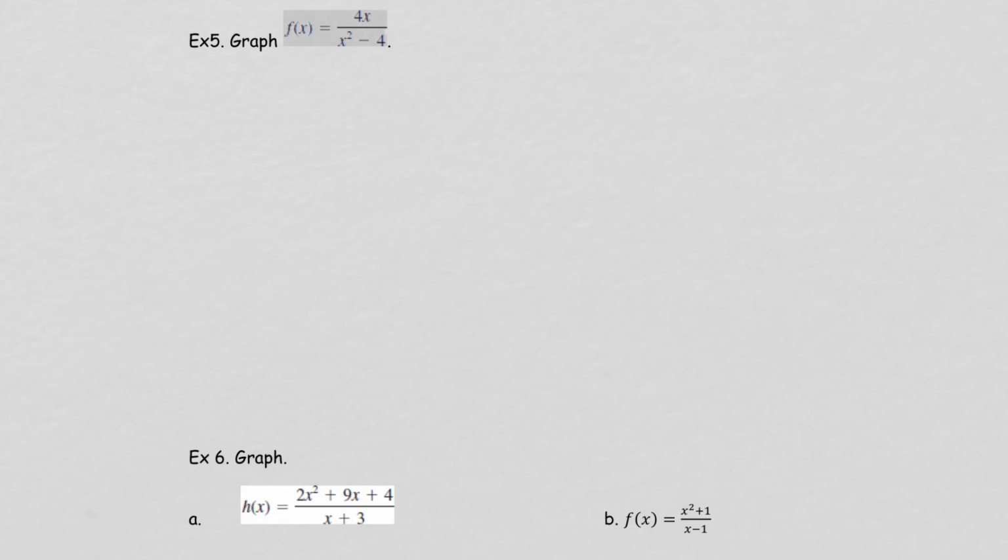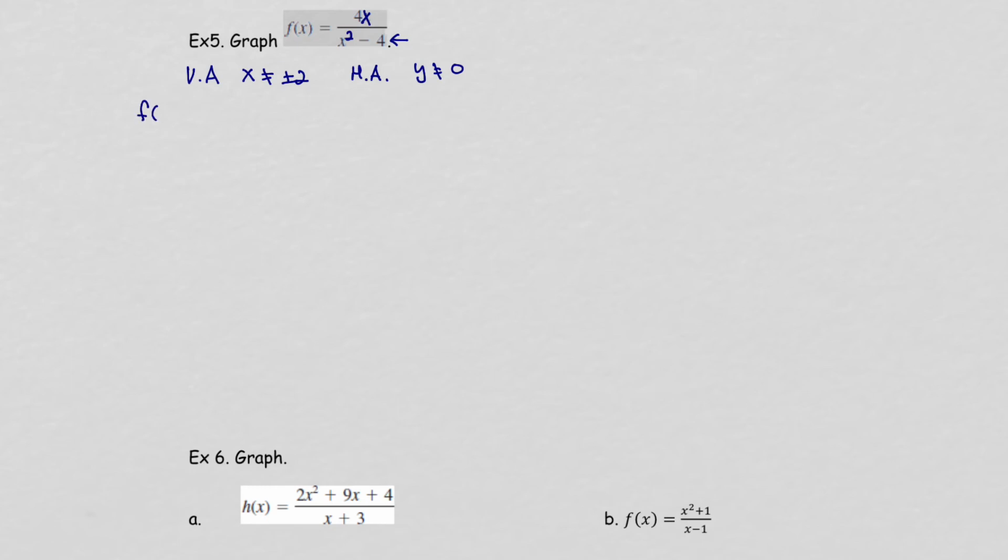So this one, vertical asymptote, x cannot equal plus or minus 2, because we let the denominator equal 0. Horizontal asymptote, your y will be 0. Why? Because the denominator exponent is larger. This is squared, this is linear.